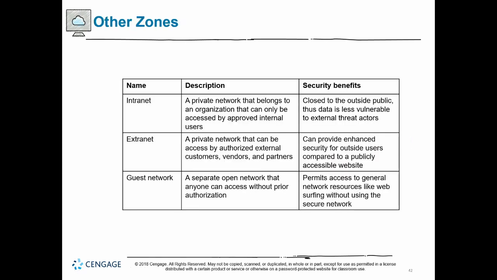So, intranet: a private network that belongs to an organization and can only be accessed by approved internal users. Extranet: a private network that can be accessed by authorized external customers, vendors, and partners. Guest network: a separate open network that anyone can access without prior authorization. The recommendation is don't have a public Wi-Fi. If users need to access Wi-Fi, create a guest network for them that is completely off your internal Wi-Fi and environment. They can do whatever they want on that.